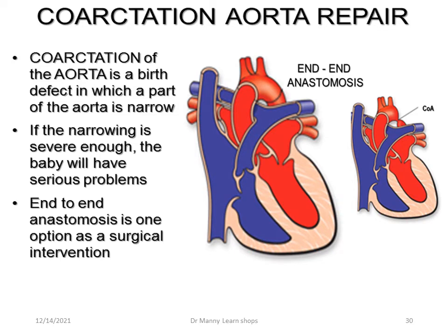Then you've got coarctation of the aorta and its repair. Now, coarctation of the aorta is a birth defect in which part of the aorta is narrow, and if the narrowing is severe enough, the baby will have serious problems. End-to-end anastomosis is one option as a surgical intervention. And there are lots of interventions that can occur, but I've chosen this one just to demonstrate. The coarctation of the aorta is a problem ongoing until the child reaches adulthood. And even then in adulthood, it can be problematic.